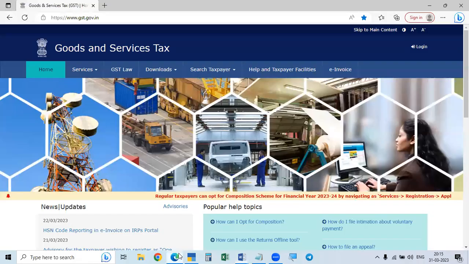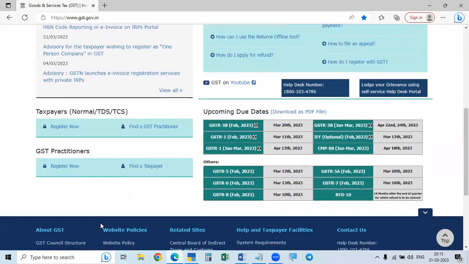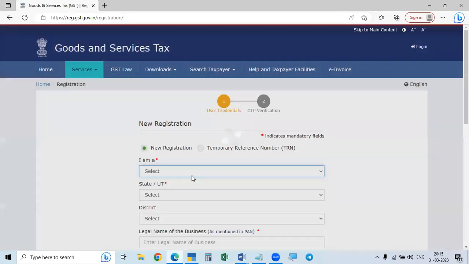www.gst.gov.in. This is the website. In this website, that is the portal, we have to get the registration. If you open this and come down, here you will get Register Now. If you click that, the registration form opens.